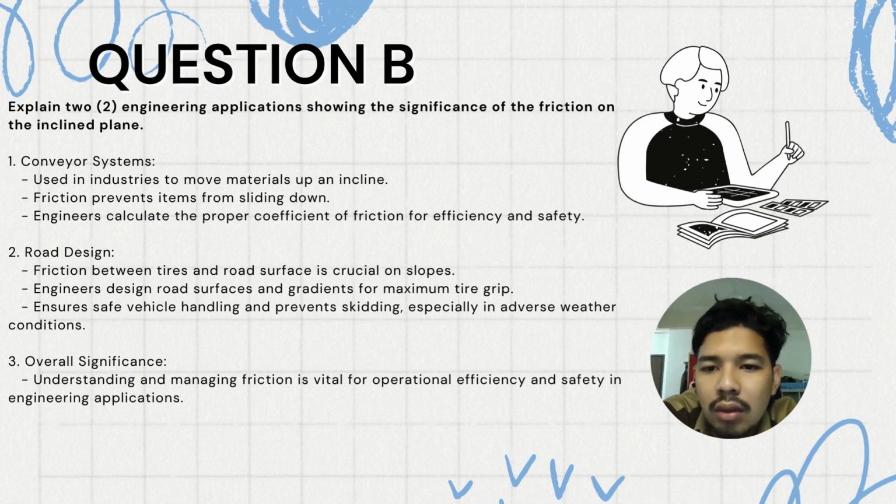And the second one is road design. Friction between tires and road surface is crucial on a slope. Engineers design road surfaces and gradients for maximum tire grip, ensure safe vehicle handling and prevent skidding, especially in adverse weather conditions. For the overall significance, understanding and managing friction is vital for operational efficiency and safety in engineering applications. So that's all for me. Thank you for the questions and discussion.